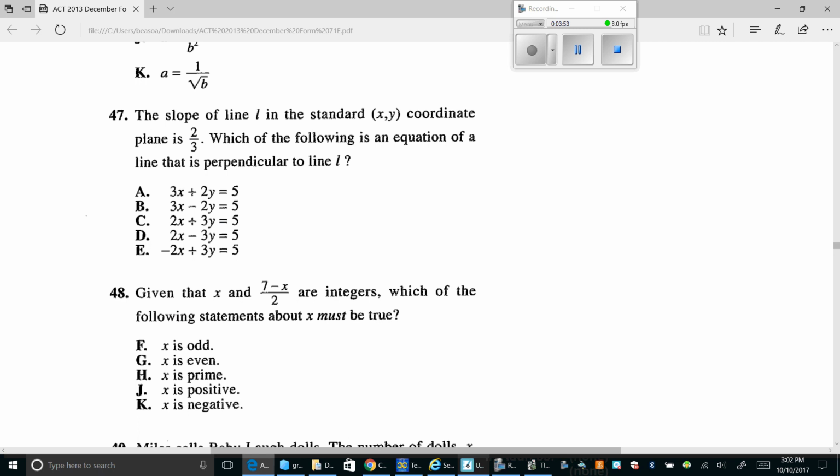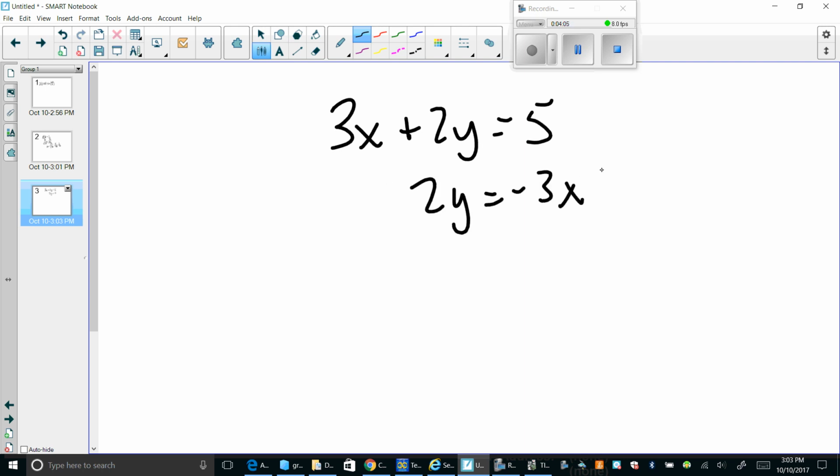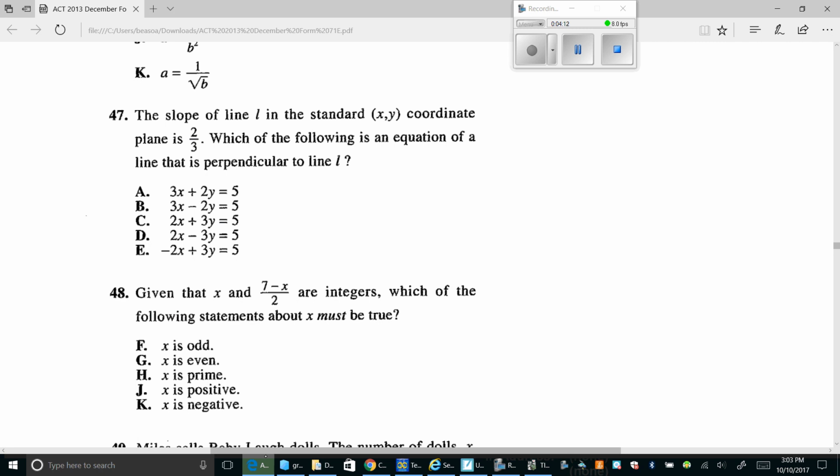So I'm looking at my choices. 3x plus 2y equals 5. Let me write that one down. That's A. 3x plus 2y equals 5. Remember, to find the slope, you solve for y. So subtract 3x and divide by 2. This has a slope of -3/2. That's what I'm looking for. If I did B and solved for y, I'd get +3/2, because it'd be a -3 divided by -2, which would be a positive. Here it'd be -2/3. Here it'd be +2/3. And here it'd be +2/3.